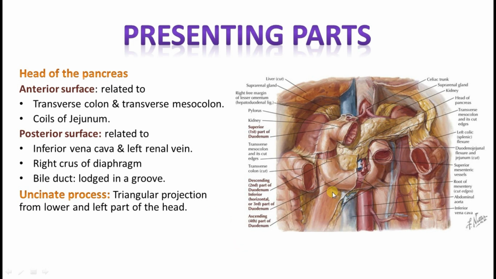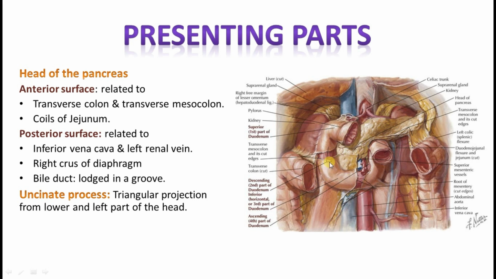Then gonadal vessels, that is testicular in case of males or ovarian in case of females. Suprarenal, middle suprarenal vessels. All those things form the relations of the posterior surface of the head of the pancreas. Mainly remember IVC, renal veins, crus of the diaphragm.